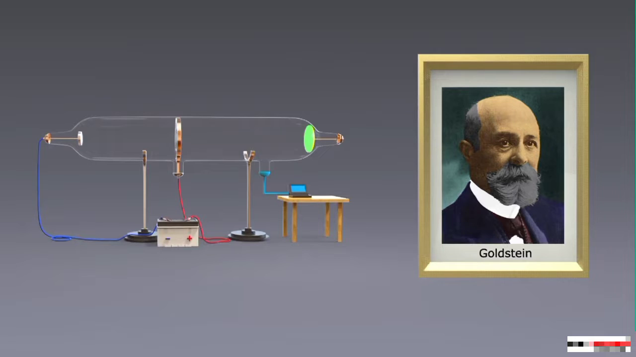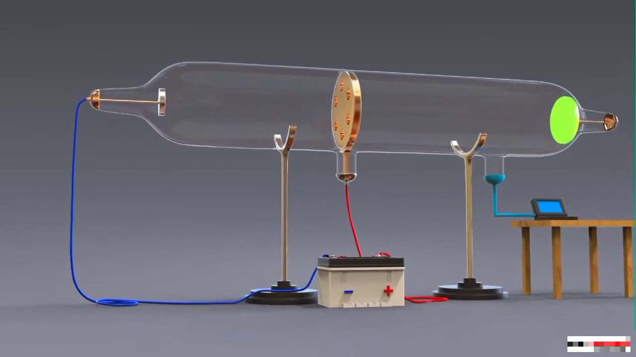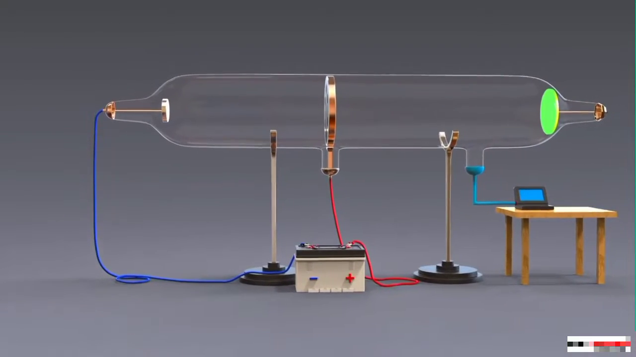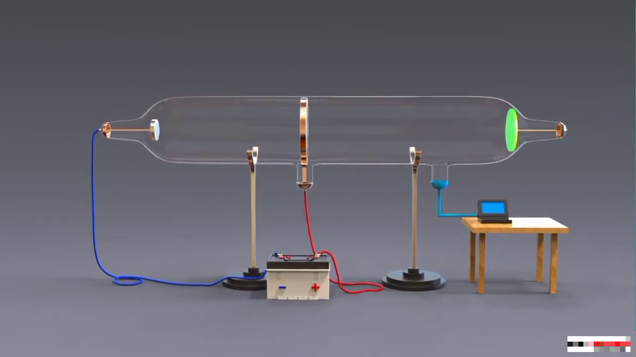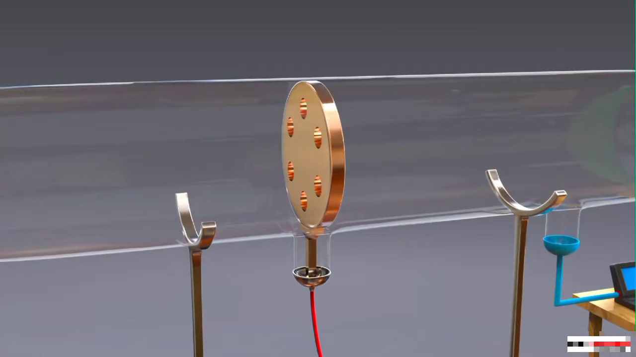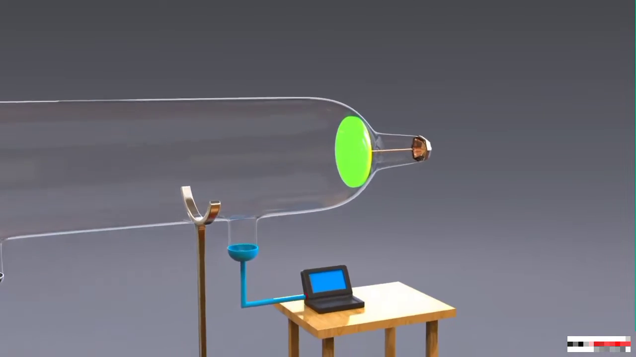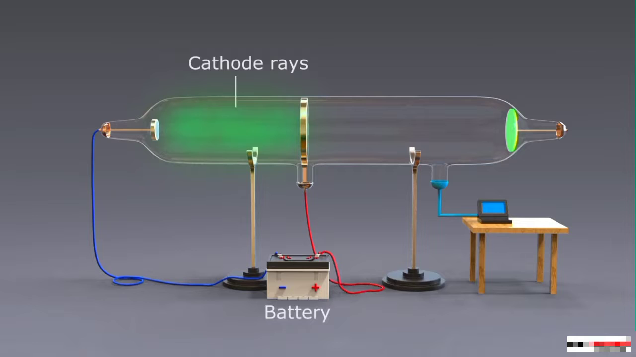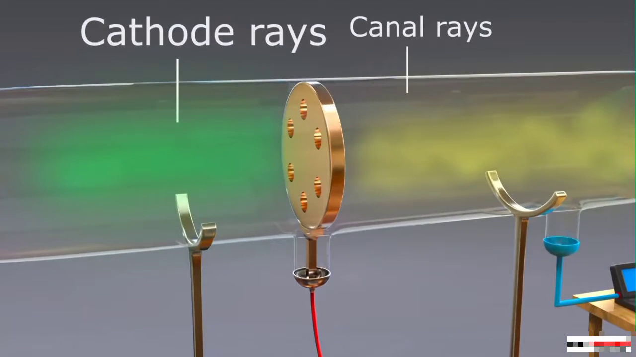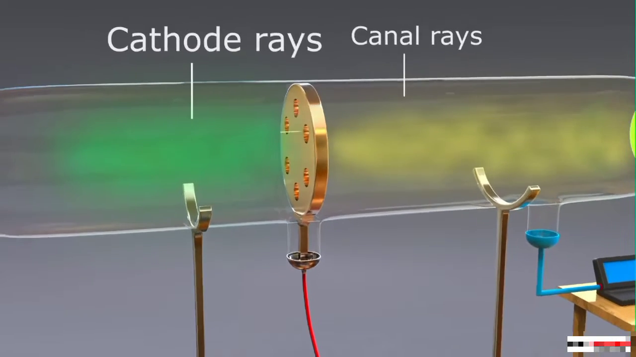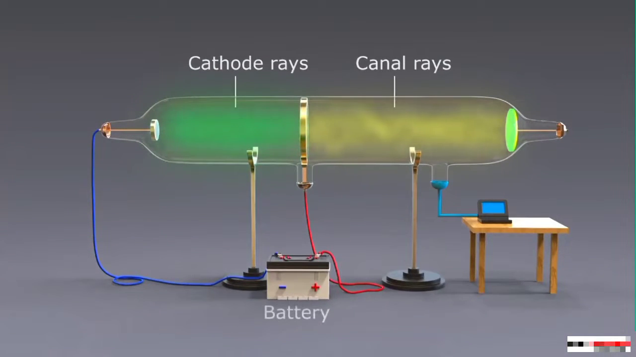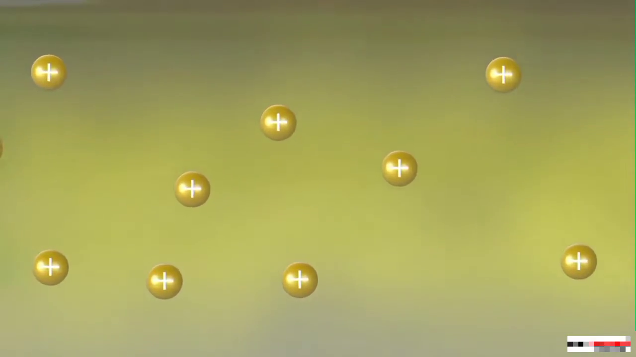The experimental setup for the discovery of the proton was similar to the cathode ray tube experiment we saw before. The only difference was that Goldstein took a perforated cathode in the middle and a fluorescent screen at the other end. On passing the electric discharge, rays were observed which traveled in the direction just opposite to the cathode rays. These were named canal rays, and they passed through canal-like holes. As the direction was just opposite, it was concluded that these must be made up of some positively charged particles. These positively charged particles were nothing but the protons.